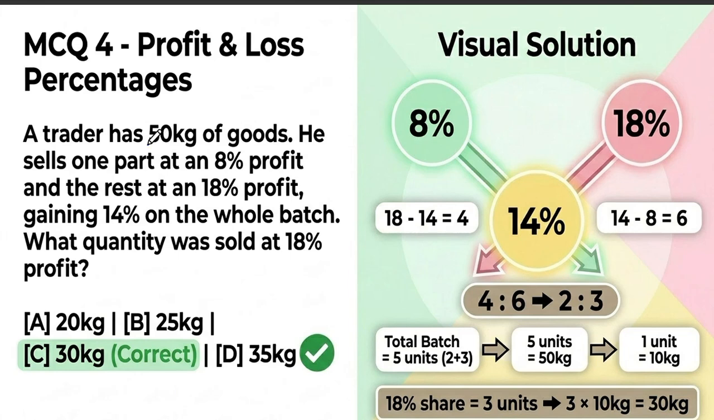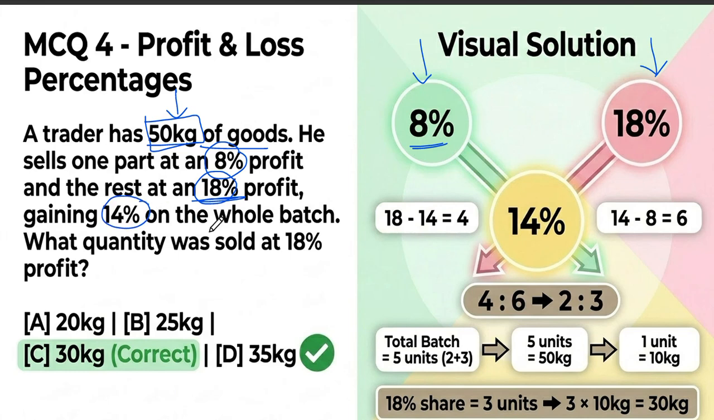A trader has 50 kg of goods. Okay, so this is the total value given, 50 kg total. He sells one part at an 8% profit and the rest at 18% profit. So one part that is less, which is 8%, we will write on the left side, and the other part is 18% profit, that is high, so we will write it on the right hand side.